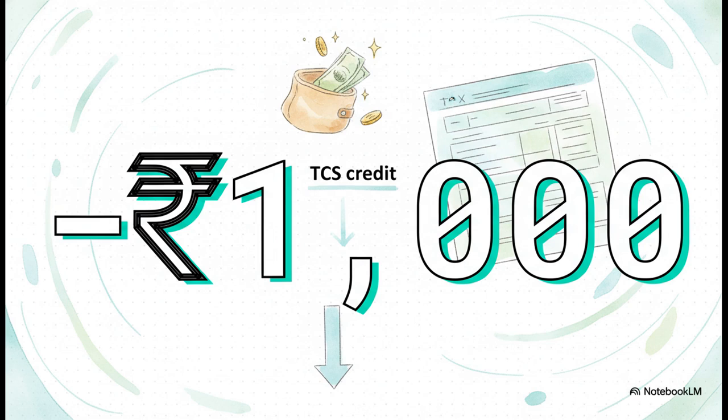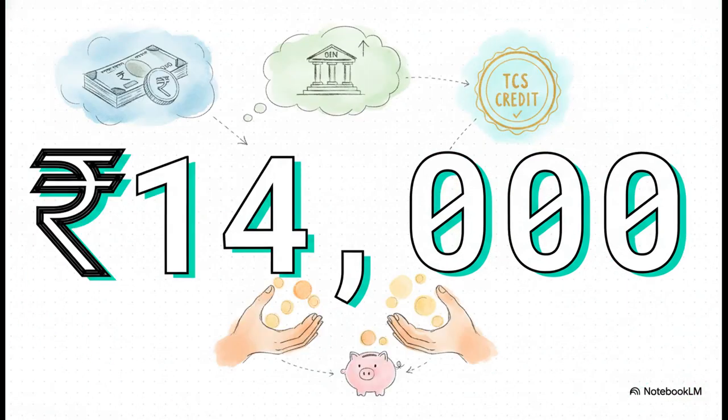But wait a second. Remember that 1,000 rupee TCS credit they just accepted? Well, the system lets them use it right away. It gets subtracted directly from their total tax bill, kind of like a prepayment you already made. And there you have it. That's the bottom line. Instead of paying the full 15,000 rupees out of their bank account, Rahul Traders only needs to pay 14,000. That simple act of accepting the TCS credit just saved them 1,000 rupees in cold, hard cash for that month.